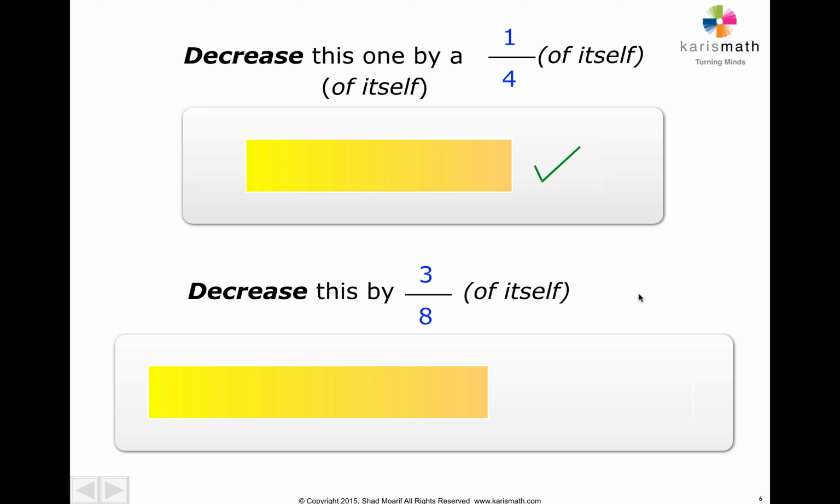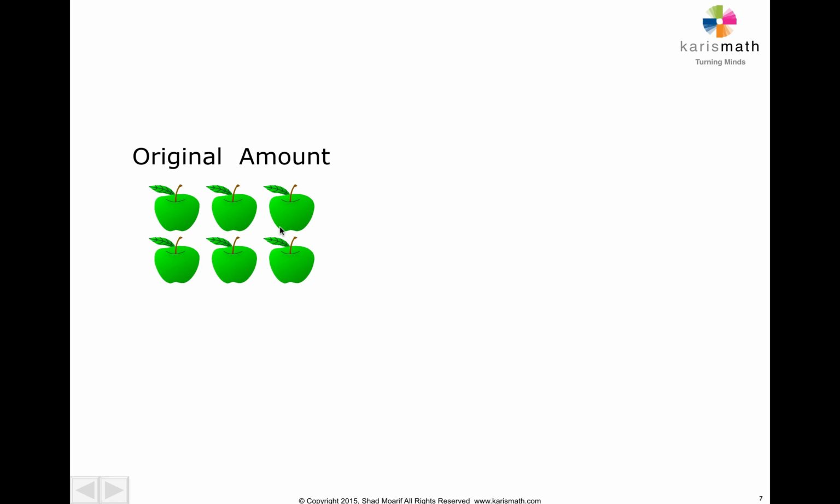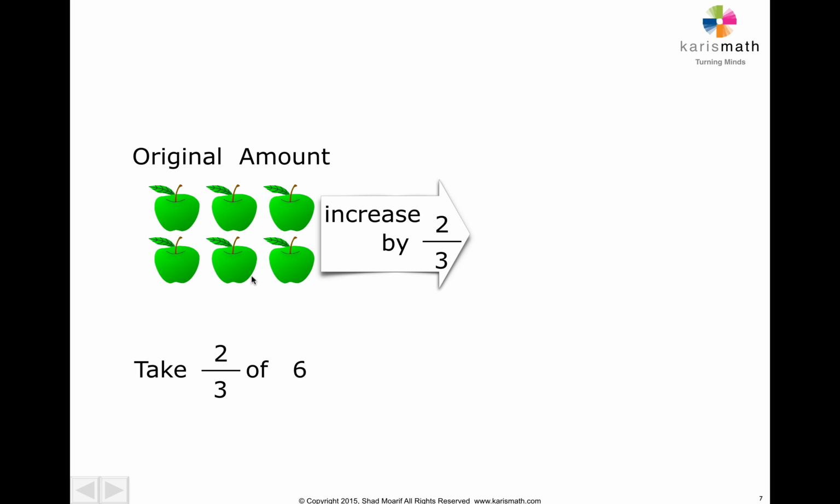So that's the idea. So let's take the original amount. We've got 6 green apples here, and you want to increase it by 2/3? Well, take 2/3 of these apples. Break them into 3 equal parts. So 2/3 of 6. Take 2 of those parts. That's 2 and 2 and 2, 4. That's how we did here, 2/3 of 6. So you increase it by 4.